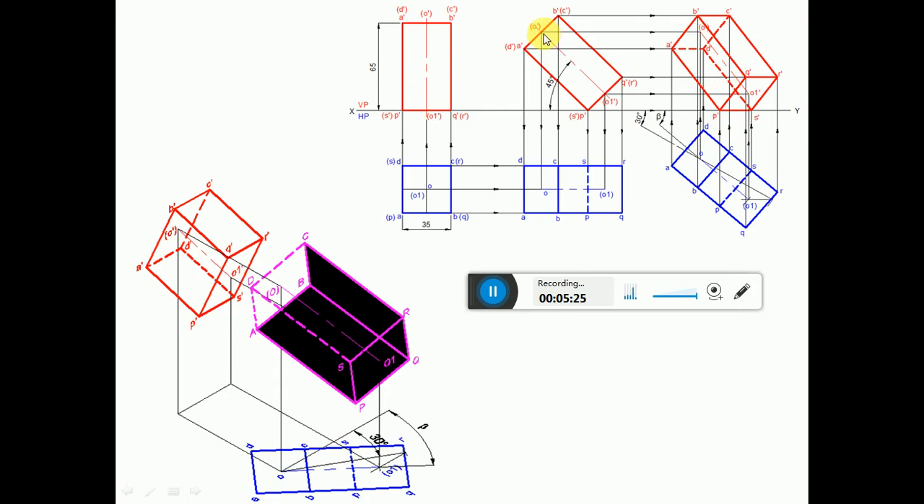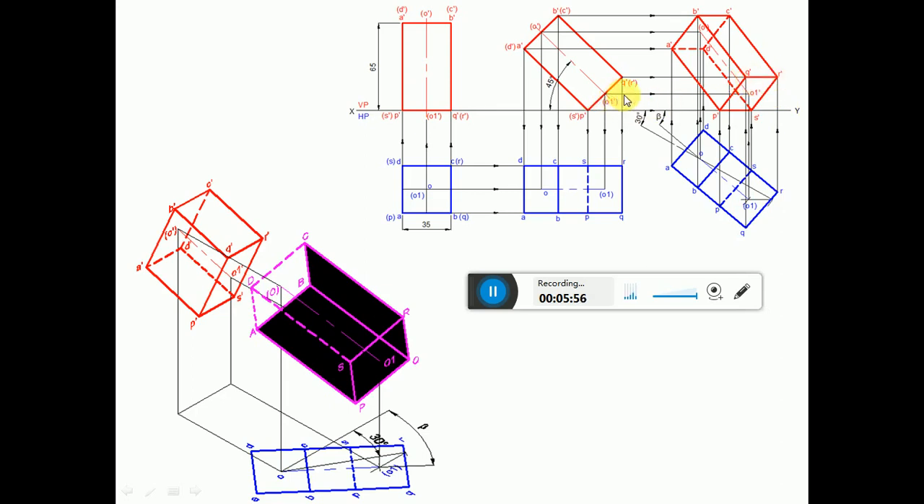Then draw a horizontal projector from O dash and draw a vertical projector from O to intersect at this point O dash. Similarly, draw a horizontal projector from A dash and D dash and draw a vertical projector from D and also from A to intersect at this point D dash and A dash. Then draw a horizontal projector from Q dash, R dash and draw a vertical projector from Q and R to intersect at Q dash, R dash.